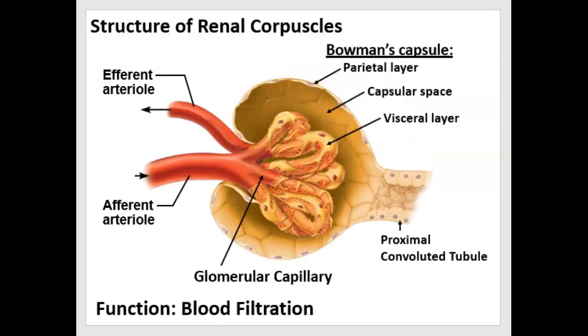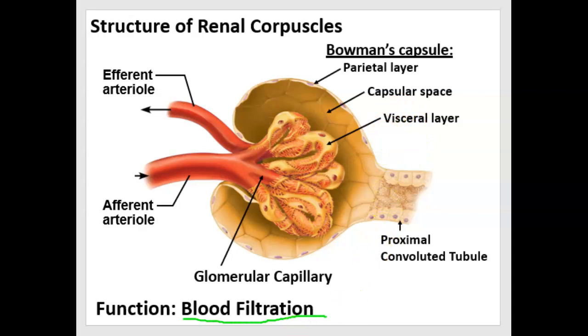So now we're going to look in more detail at the structure of the renal corpuscle. What you know so far is that there is this capsule called Bowman's capsule or the glomerular capsule. There's a capillary network called the glomerular capillaries inside. And you know that blood enters the capillaries in an afferent arteriole and leaves through the efferent arteriole.